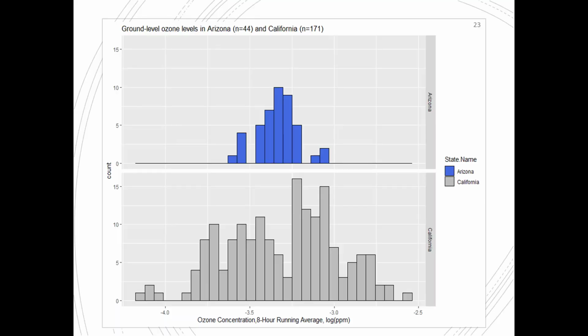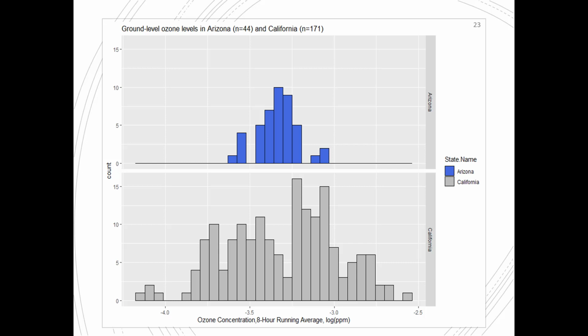And here we go. Wow, they look better. The Arizona distribution didn't shift a whole lot, right? But the California one did. It looks less skewed. And as you can see, the units on the x-axis shifted. We're now talking about log parts per million, and the values shifted. So I'm feeling a little better. I'm feeling that this may be a good approach.